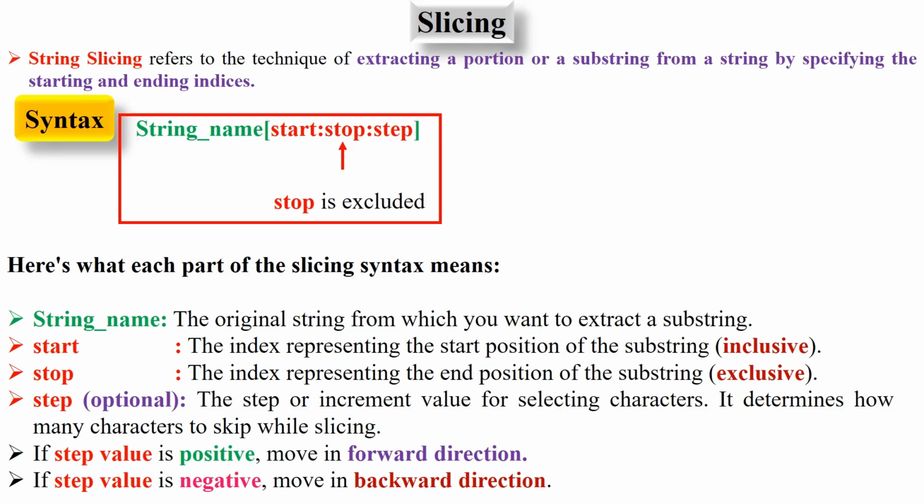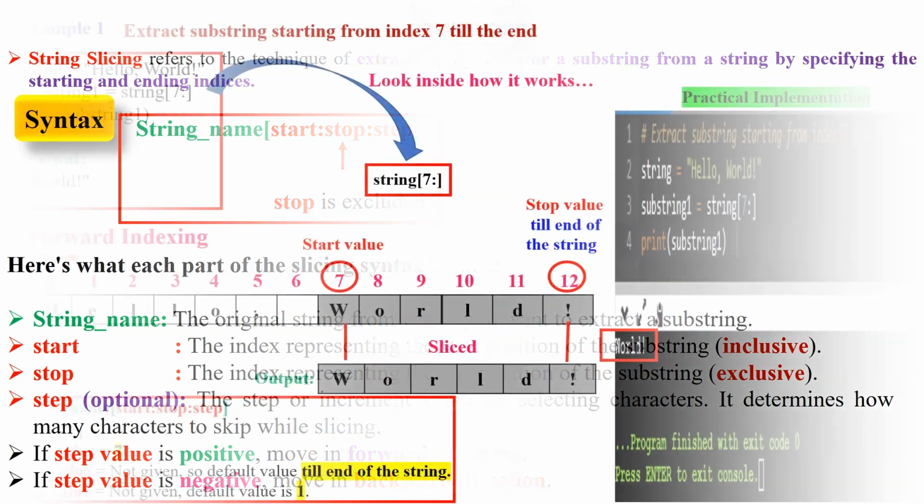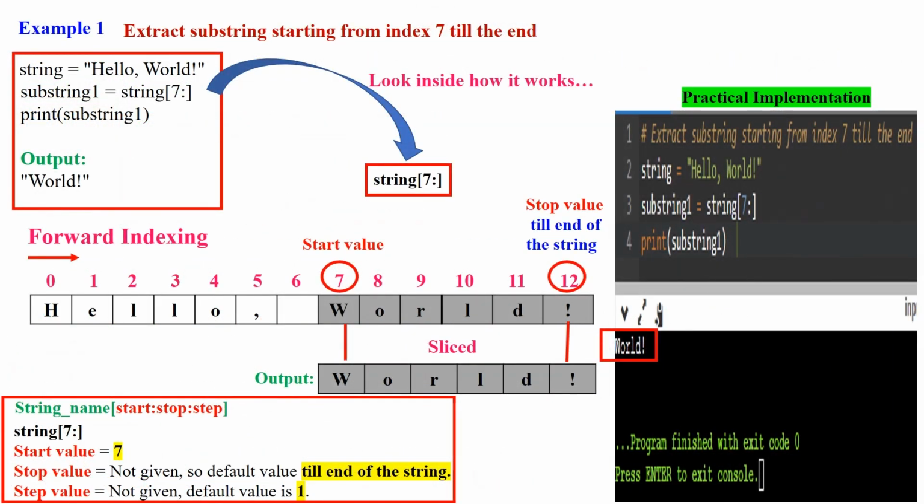It determines how many characters to skip while slicing. If the step value is positive, move in the forward direction. If the step value is negative, move in the backward direction. Let's see an example. Look at example 1. A string variable named string is defined with the value Hello, World! The code substring1 = string[7:] extracts a substring from the original string Hello, World!